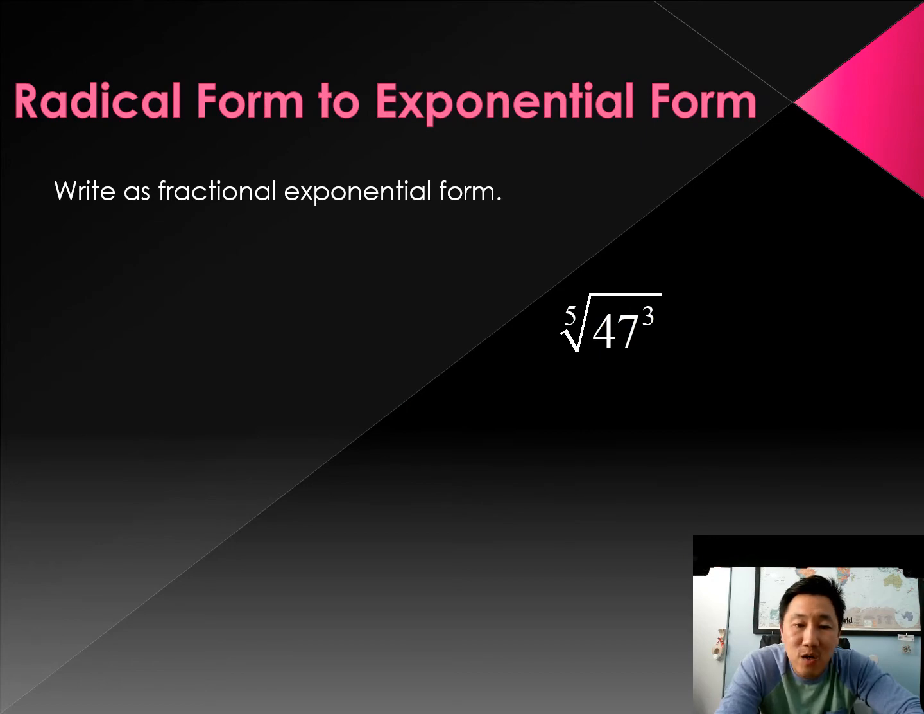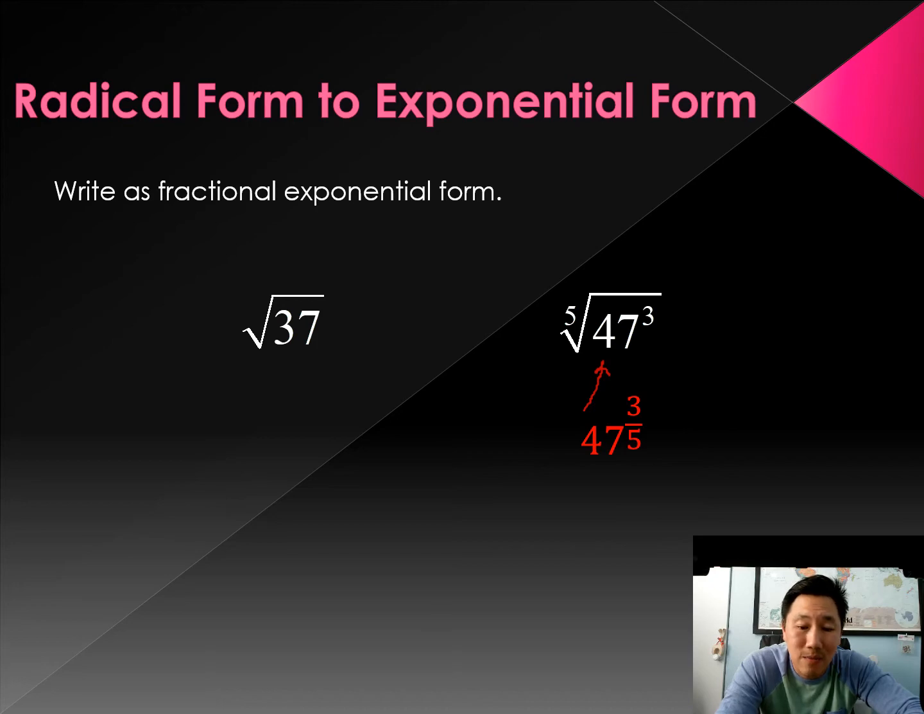This one is asking you to go from radical form to exponential form. So they give you radical form, you have to change it to the other form. And there it is, 47 to the 3/5 power. Easy enough.